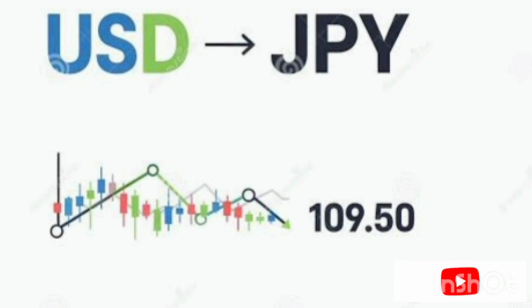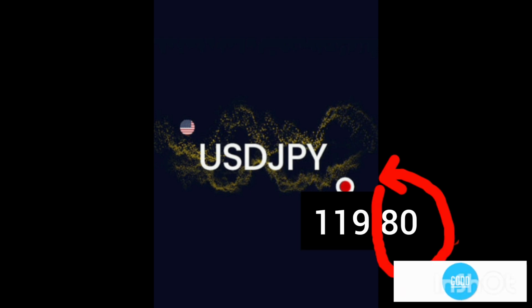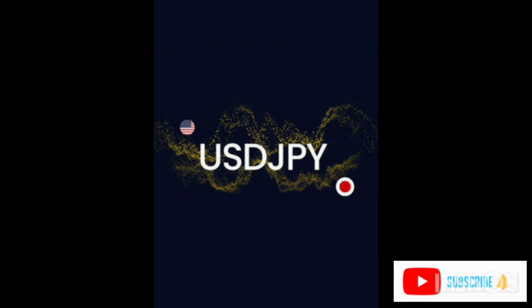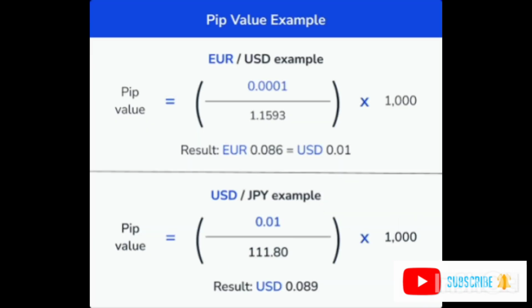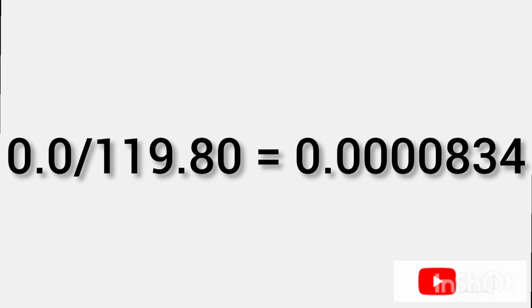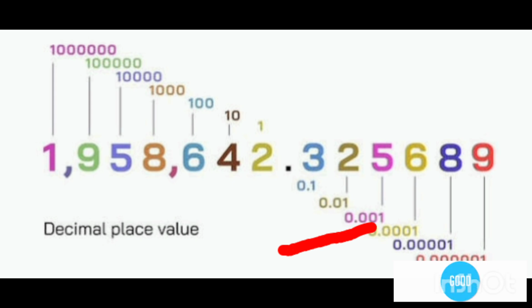For example, take US dollar to Japanese yen at 119.80. Since this pair has 2 decimal places, 1 pip is 0.01. So the pip value is calculated as 0.01 divided by 119.80, which gives 0.00000834. For US dollar to Swiss franc at 1.5250, 1 pip is 0.0001.